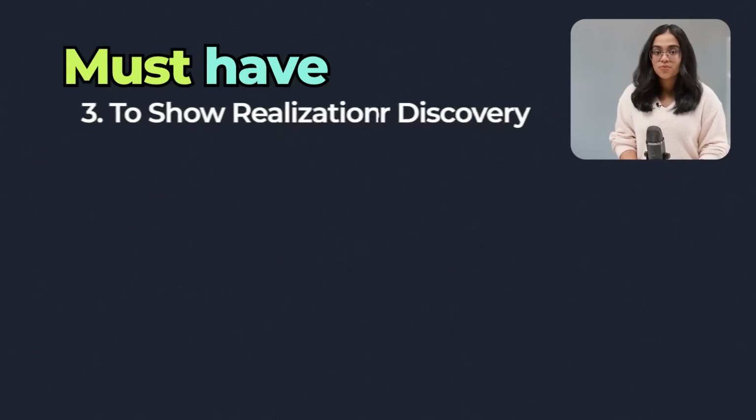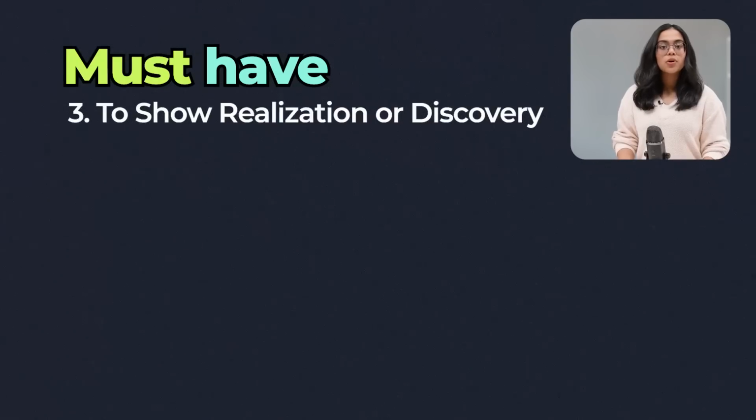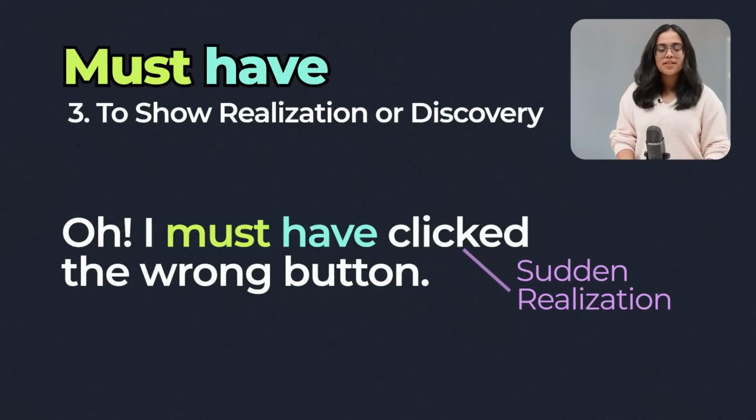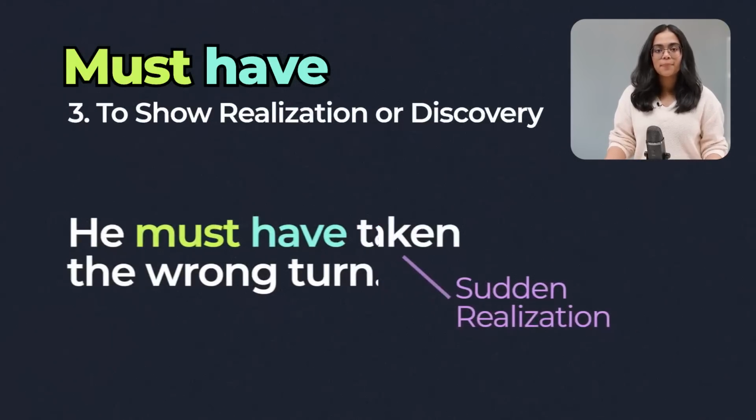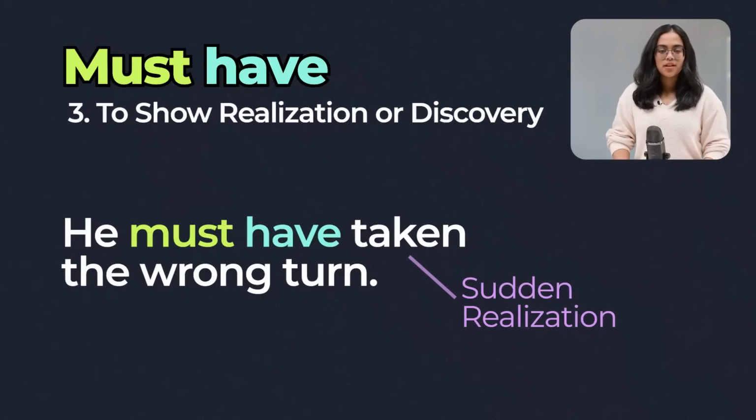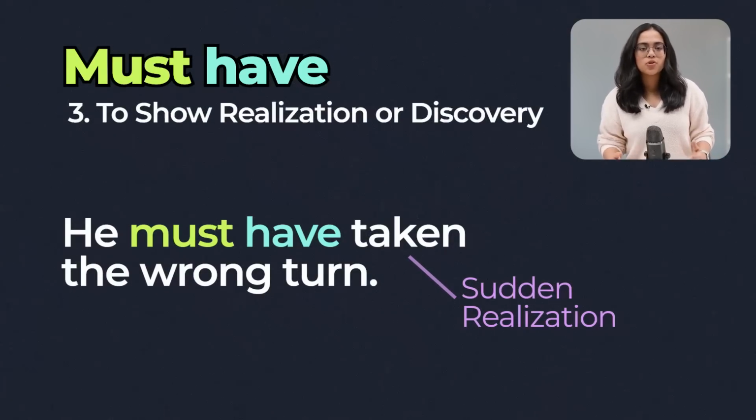The third use of must have is to show realization or discovery. Sometimes we use this when we suddenly realize what might have happened or what probably happened. For example, oh, I must have clicked the wrong button. I must have left the stove on. He must have taken the wrong turn. So in all these sentences, we're just trying to make a realization or guess what exactly might have happened that caused the present result.